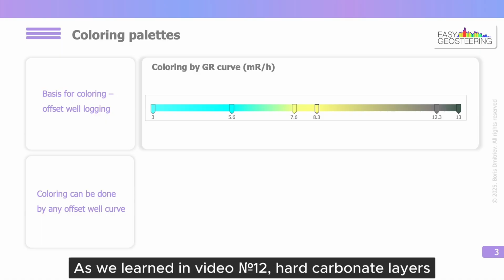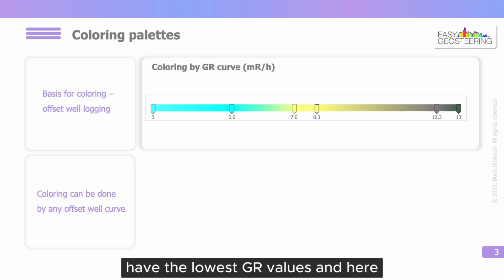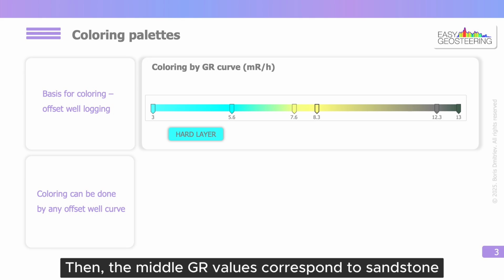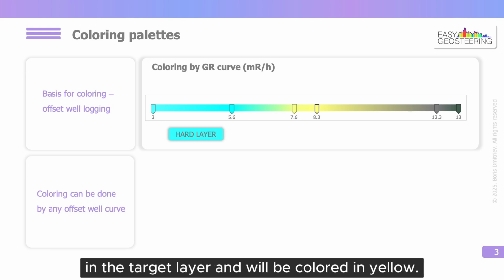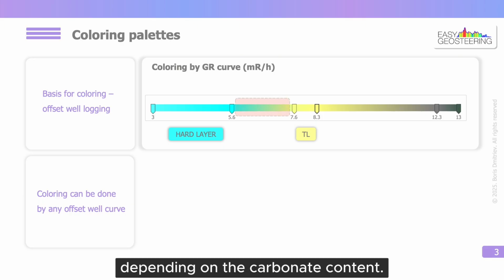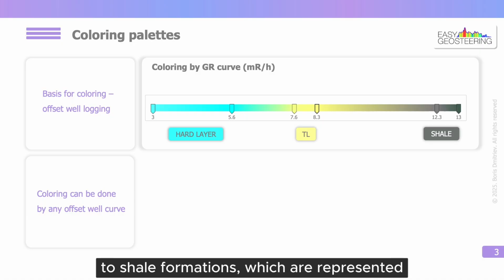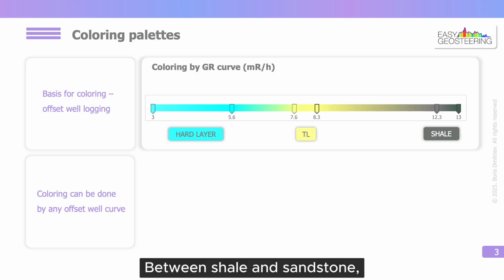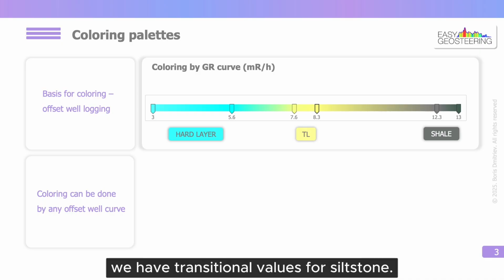As we learned in video number 12, hard carbonate layers have the lowest gamma ray values, and here we will color them in light blue. Then the middle gamma ray values correspond to sandstone in the target layer and will be colored in yellow. Transitional values will be shaded blue-yellow depending on the carbonate content. And the highest gamma ray values correspond to shale formations, which are represented in gray and dark green. Between shale and sandstone, we have transitional values for siltstone.